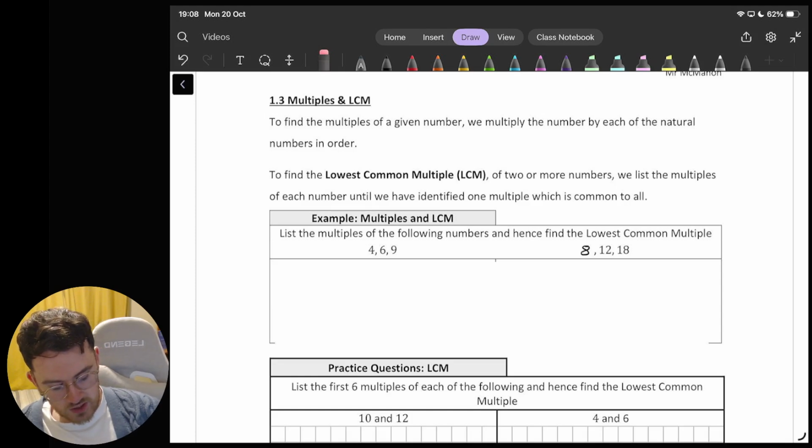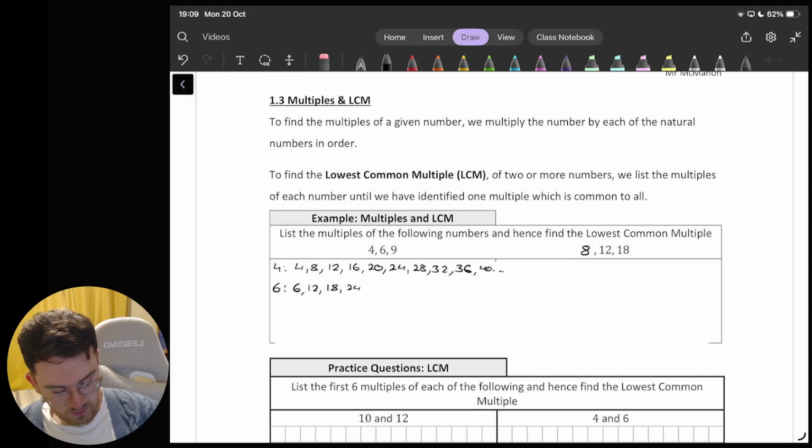So looking at these questions here, for example, if I'm asked to find the lowest common multiple of 4, 6 and 9, we can list these multiples. We'll start with 4: 4 ones are 4, 4 twos are 8, 4 threes are 12, and so on and so forth. I'm able to continue my way upwards there, calculating all these multiples, and I could keep going. We'll stop there at 40. Same with 6: 6 ones are 6, 6 twos are 12, 18, 24, 30, 36, 42, and so on and so forth. And the same with 9: 9, 18, 27, 36, 45.